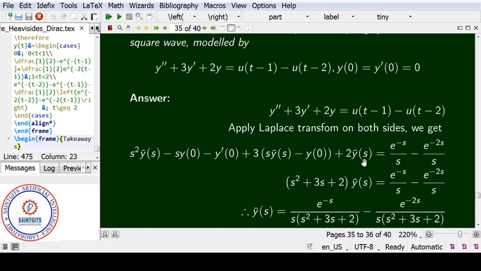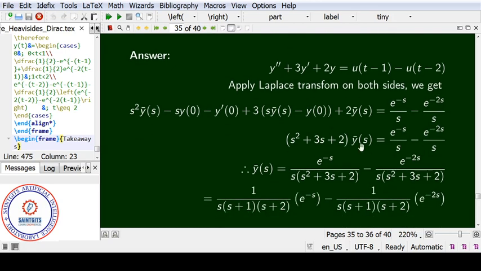So we can collect all the terms of Y bar of s. Y bar of s multiplied by s² from here, 3s from here, plus 2 from here. So (s² + 3s + 2) Y bar of s is equal to e^(-s)/s minus e^(-2s)/s.